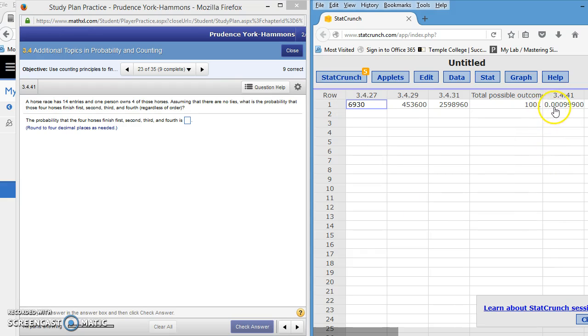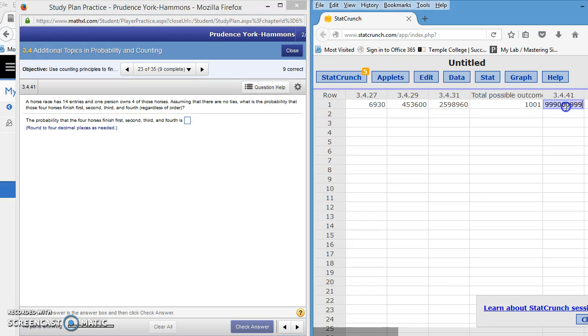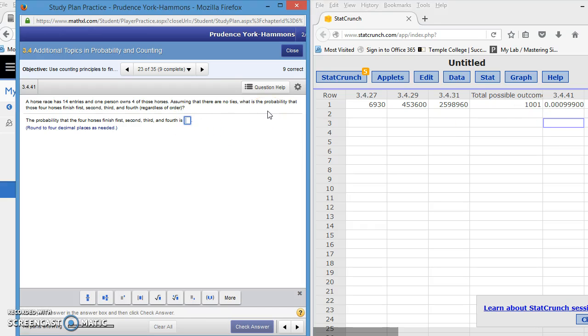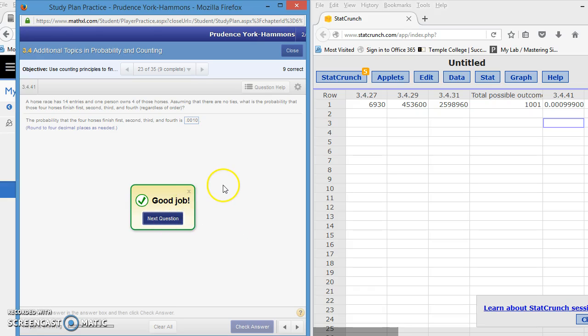And it says it's 0.000999900. But I only want 4 decimal places. So if I go back over here and I look, I have a 0, a 0, a 0, and a 9, a 0, 0, 0, and a 9. And then the next place over is a 9. Well, if I add 1 to this 9, it's going to make it a 1, 0 in the 3rd and 4th place. So if I round that, that's going to be 0.0010. Let's check that answer. And it liked it. So we did a good job.